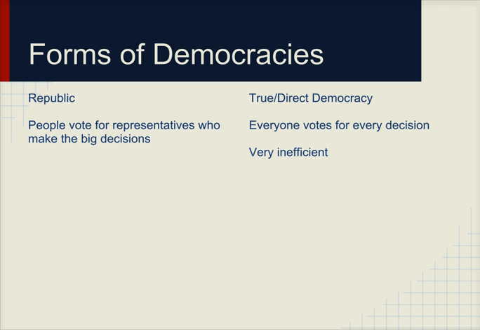Then we have a couple of different types of democracies. The first is a republic, and this is what the U.S. is. People vote for representatives who then make the big decisions and make all the other laws, etc. The other type, and this happened back in ancient Greece, is called a true or a direct democracy. Every single person votes for every decision. This gets everyone's opinion, but is very, very inefficient because nothing ever gets done.